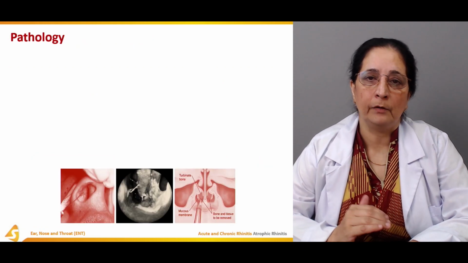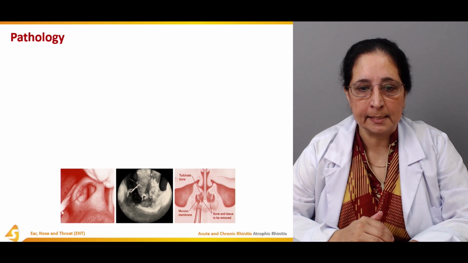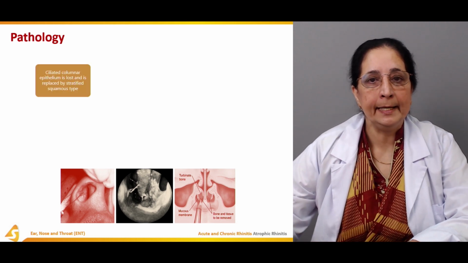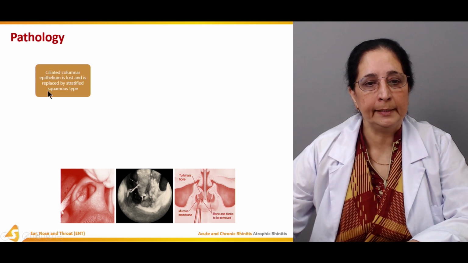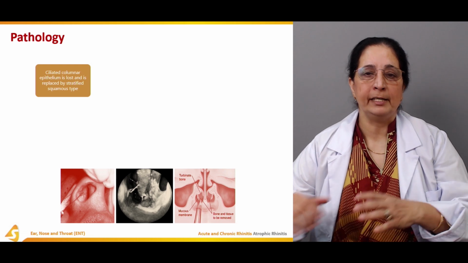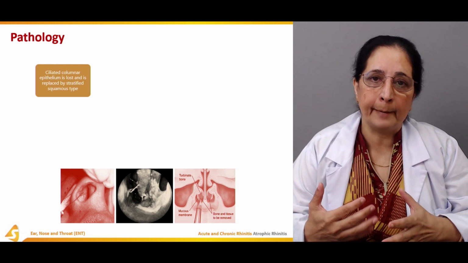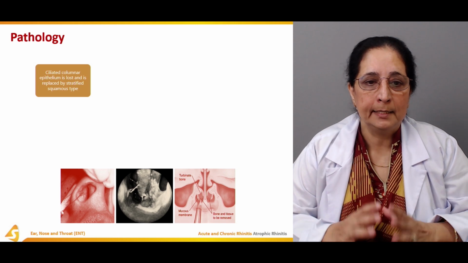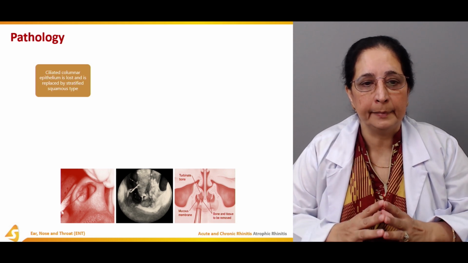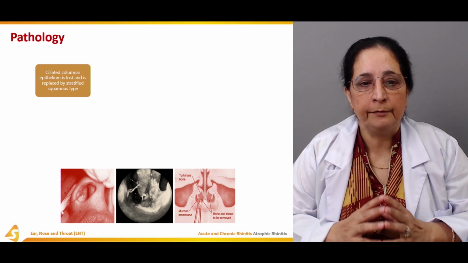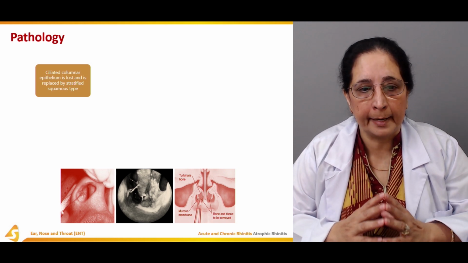Pathology in case of atrophic rhinitis, what happens here is that ciliated columnar epithelium is lost and is replaced by stratified squamous type. So there is a change in the epithelial lining. Ciliated columnar epithelium is lost and is replaced by stratified squamous type of epithelium.